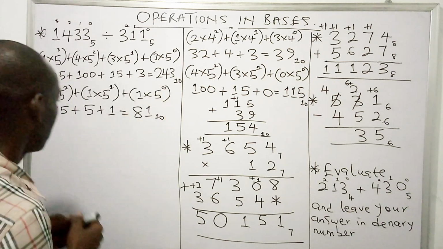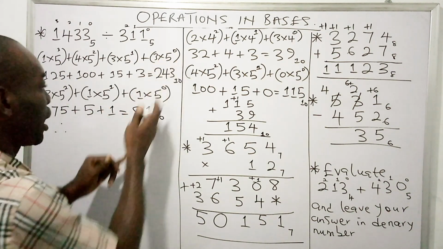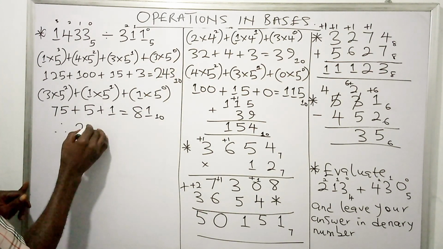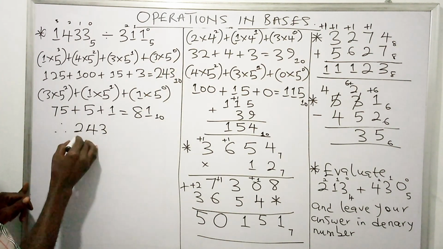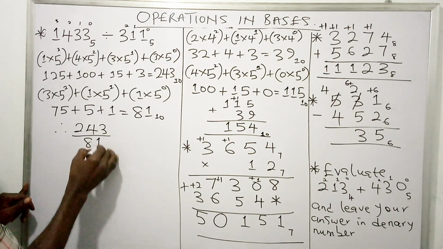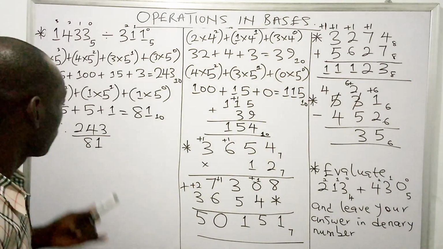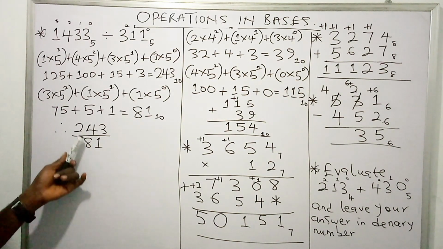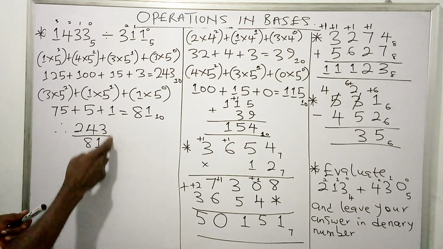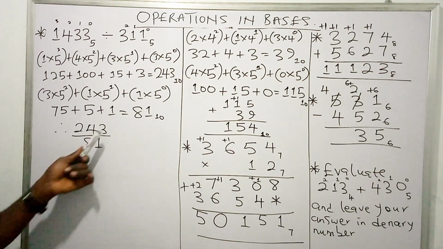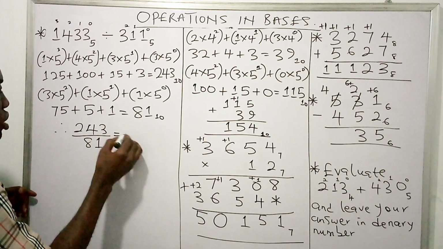After doing this, the next thing for us now, since both of them are now in base 10, is we can go ahead and do the division. That will be 243 divided by 81. So we carry out the division here. If you divide 243, don't forget both of them are in base 10. If you divide 243 by 81, it should give you what?